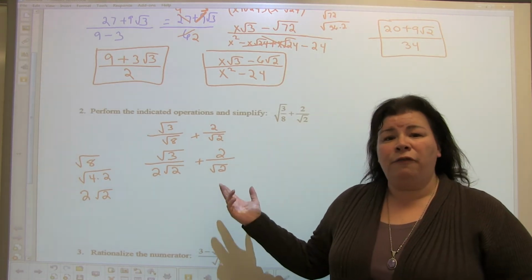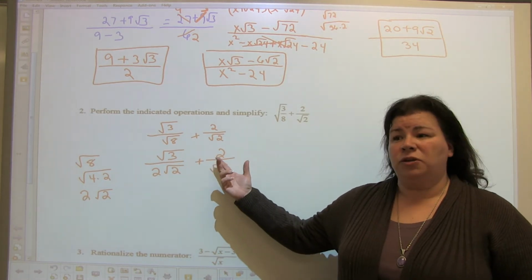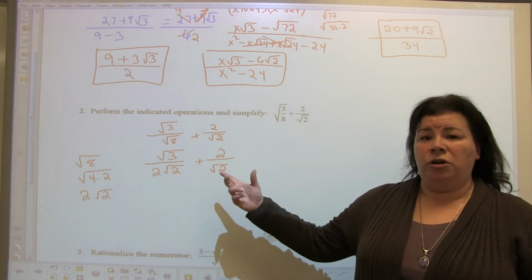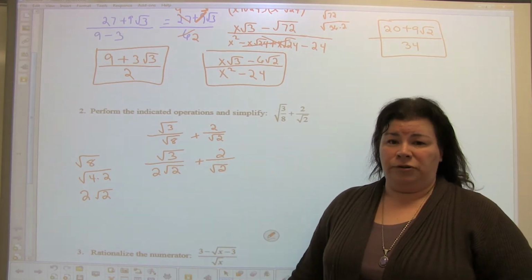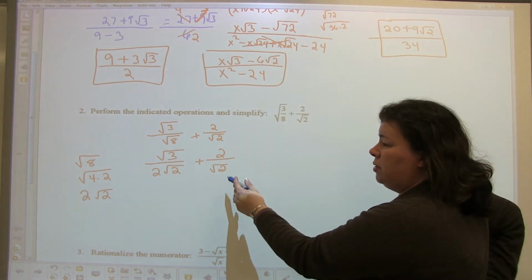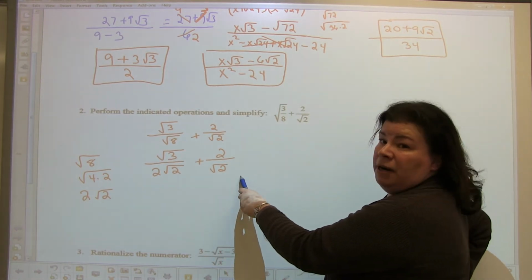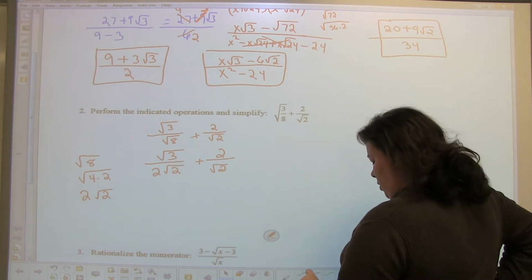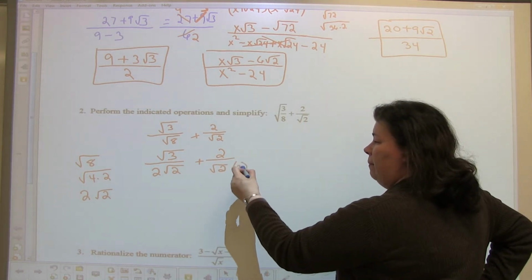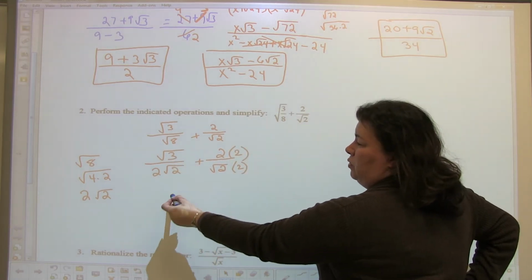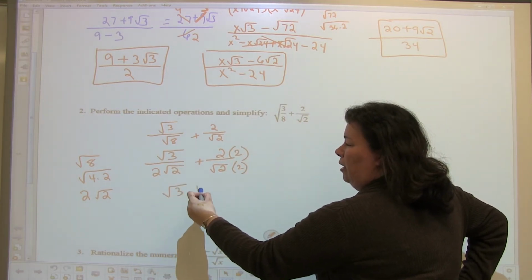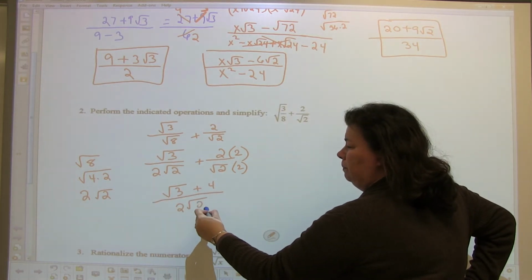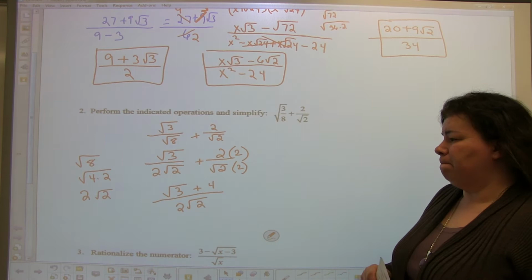Now, just like any other fraction, whenever you're adding fractions, you have to have the same denominator. And since 2 root 2 is not the same as root 2, we have to make those denominators the same. So we're going to multiply this by 2 because we're missing that 2 in front of the root 2. So if we multiply top and bottom by 2, that means we're going to get root 3 plus 4 all over 2 root 2. Okay?